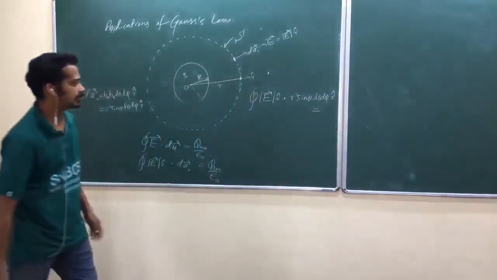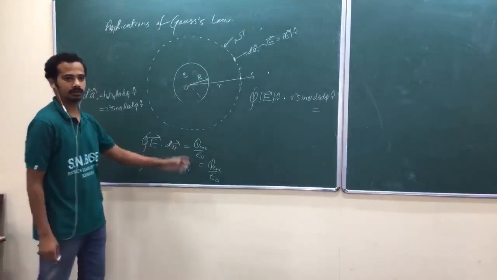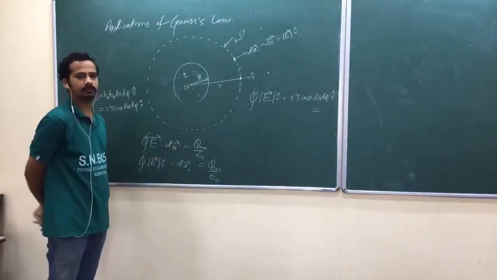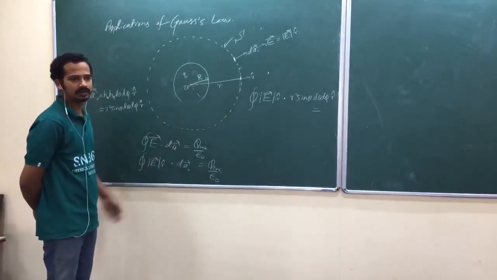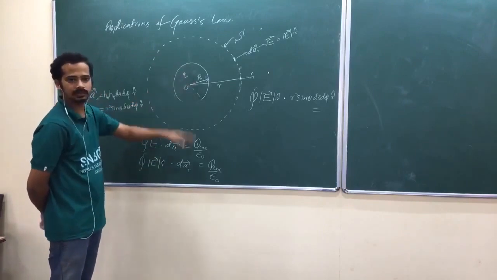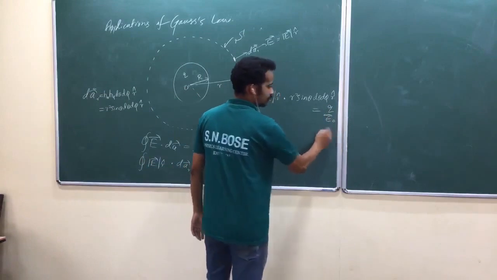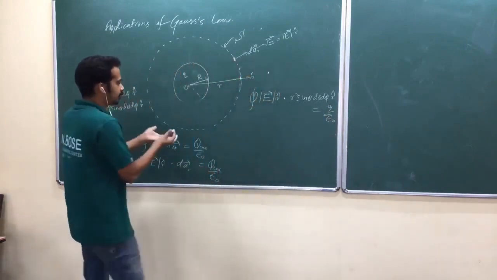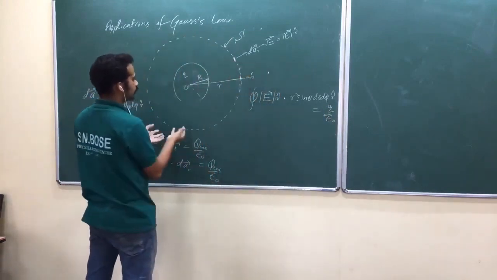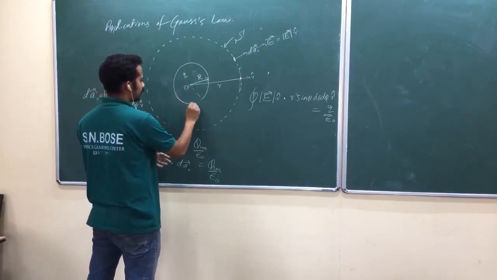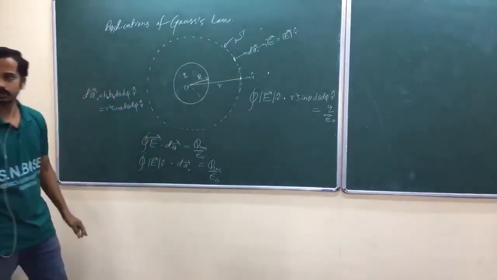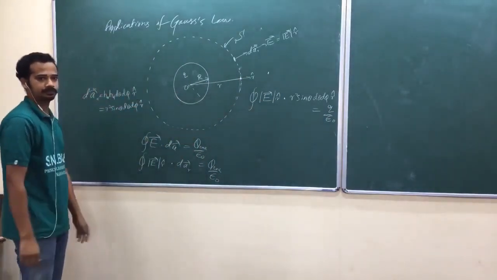What is the net charge enclosed? Total charge enclosed. You can do the volume integral of charge density also, but that's not needed. You know what the total charge inside is, isn't it? What is that one? Q, small q. Isn't it? We call this one a Gaussian surface. This Gaussian surface encloses the entire charge. Am I right? Total charge enclosed is that one.